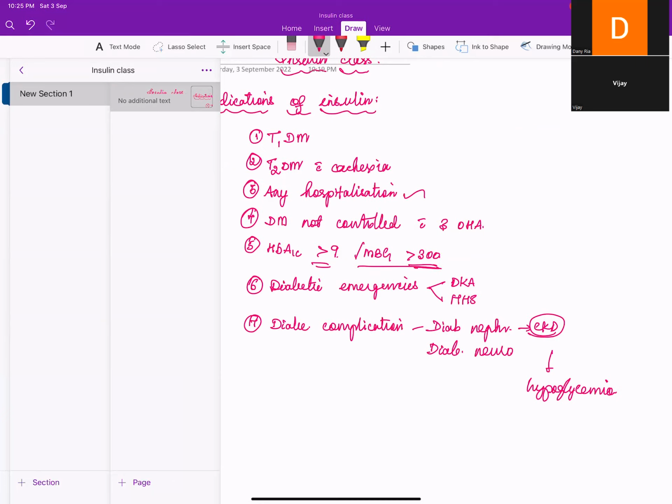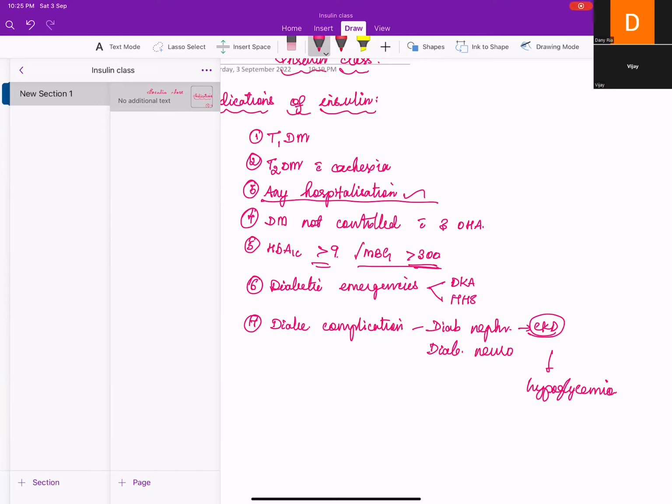For any hospitalization, it is preferable to use insulin, because we will definitely be giving so many drugs. Some amount of drug interaction may be there, which will make diabetic control with OHAs unpredictable. So it is preferable to use insulin. Of course, it is an individual's choice only. We can give oral hypoglycemic agents, but the ideal one is to use insulin as far as possible.